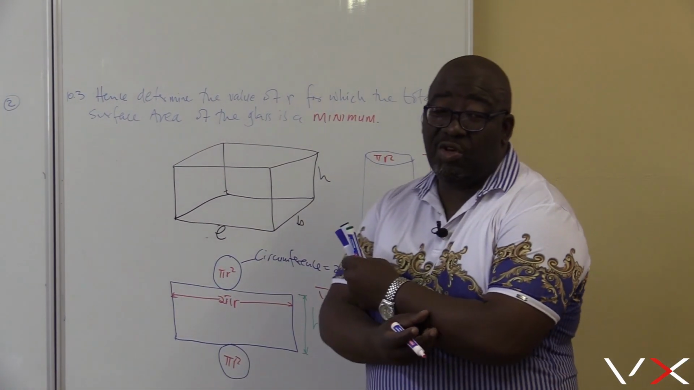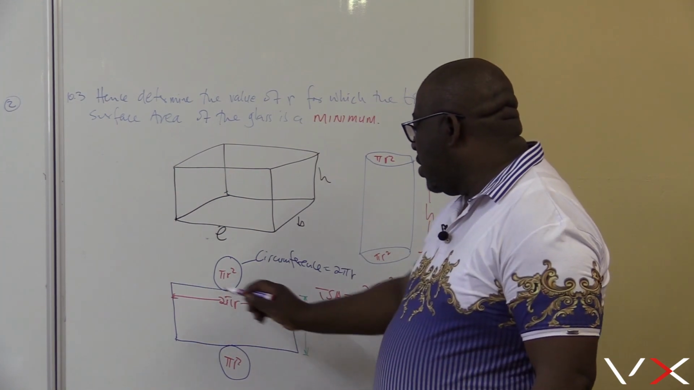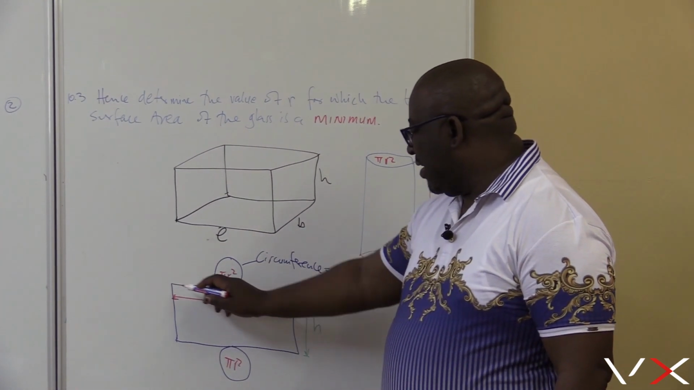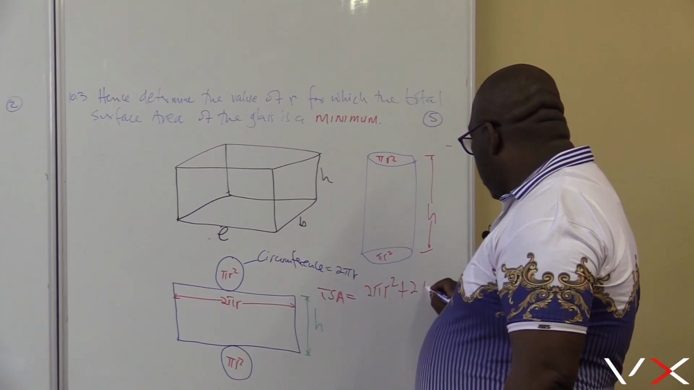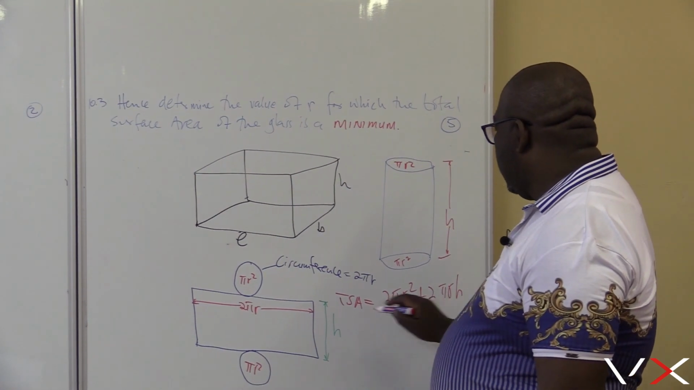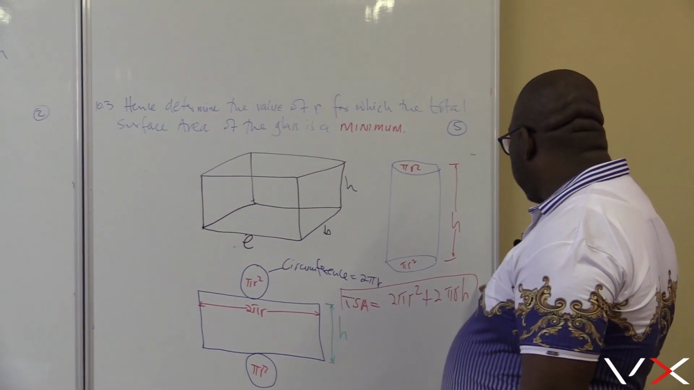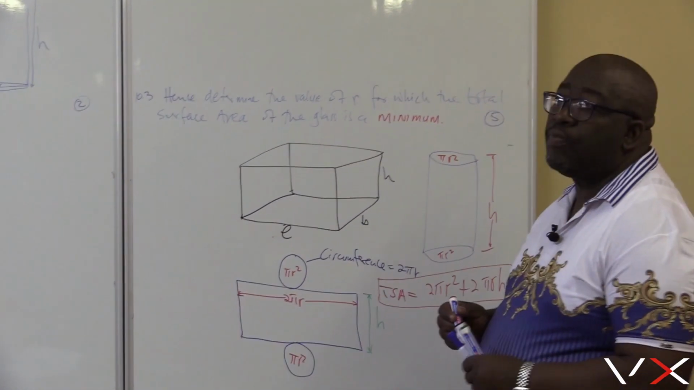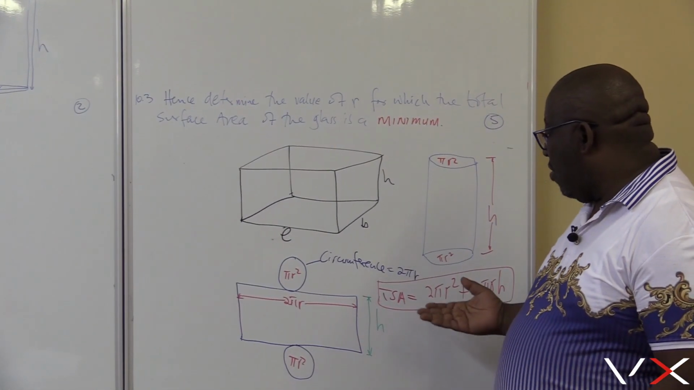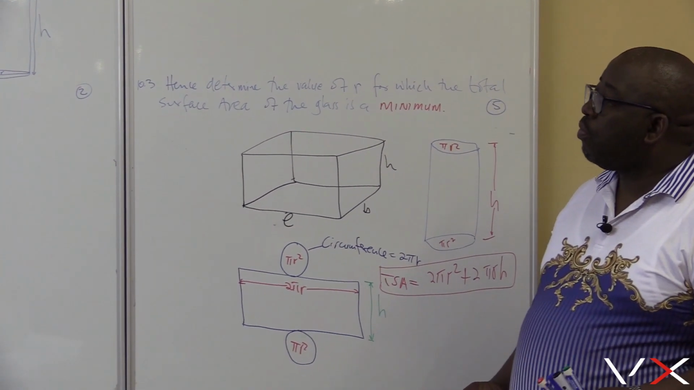Remember, I'm talking about the total surface area. What will this area be? It will be this distance times this distance. What is this distance? It is 2 pi r, times this one, times h. This is how you find the total surface area of a cylinder. This is how you find the total surface area of this particular cylinder.